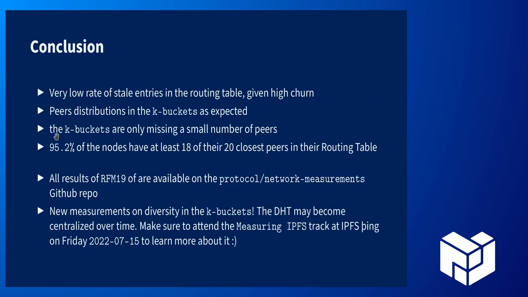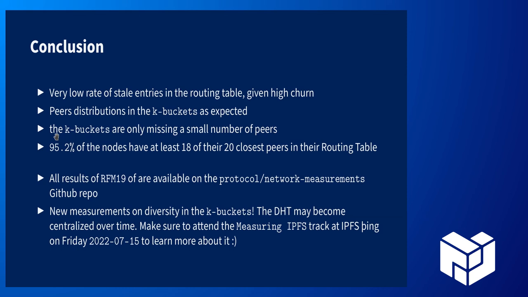So what we can tell from this study is that the DHT is very healthy. Maybe more than we could have expected. So we have a very low rate of stale entries in the K buckets. The peer distribution is as expected. Only a few peers are missing from the routing table, which is good again. And a very high rate of peers knowing 18 out of the 20 closest peers. So that's very good.